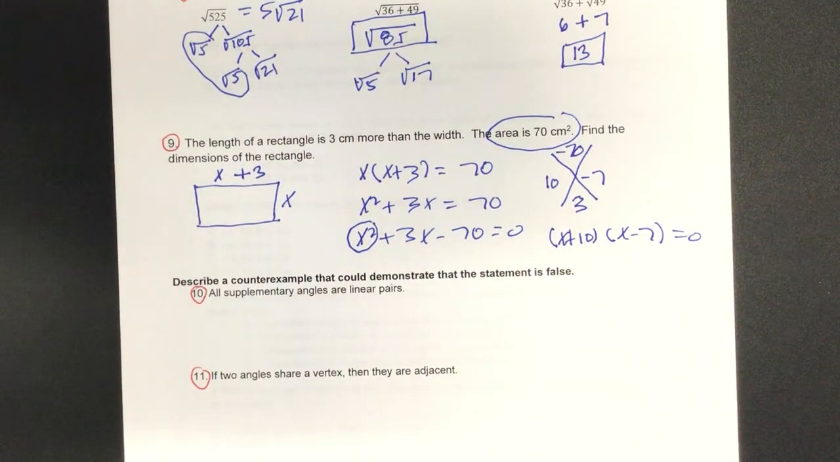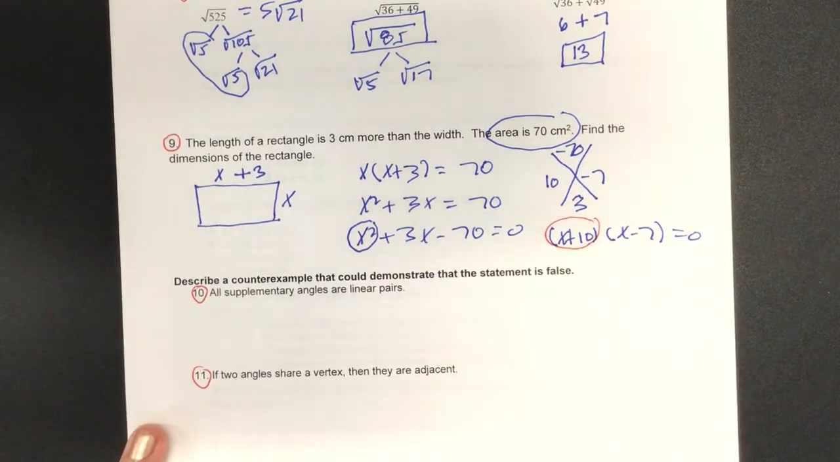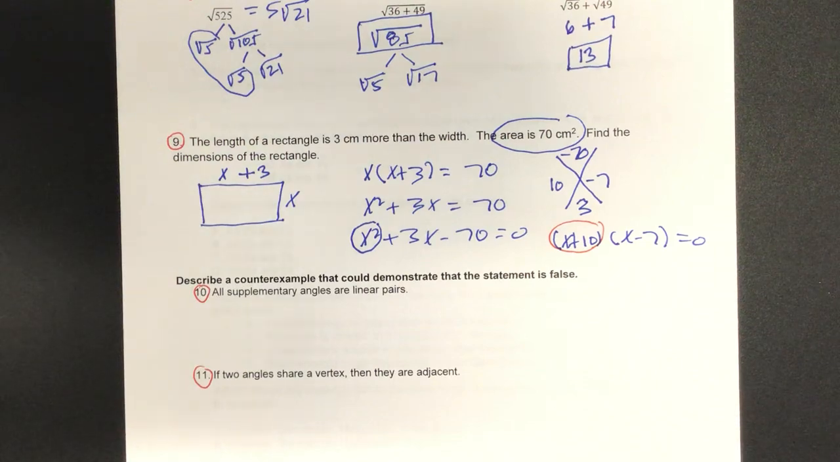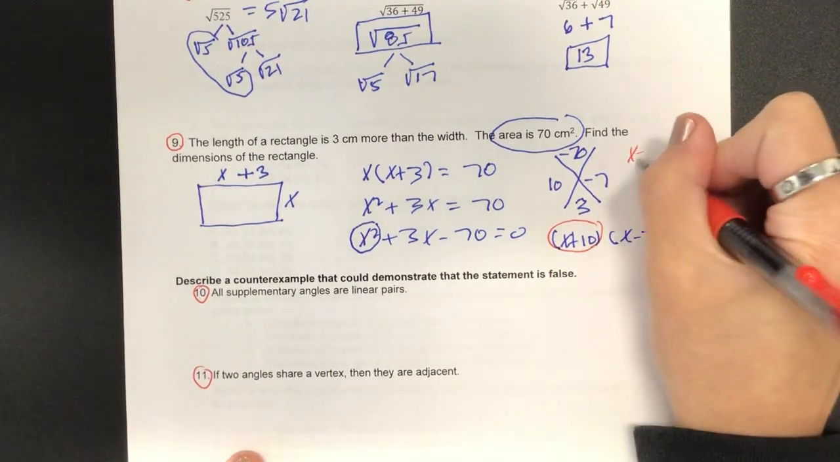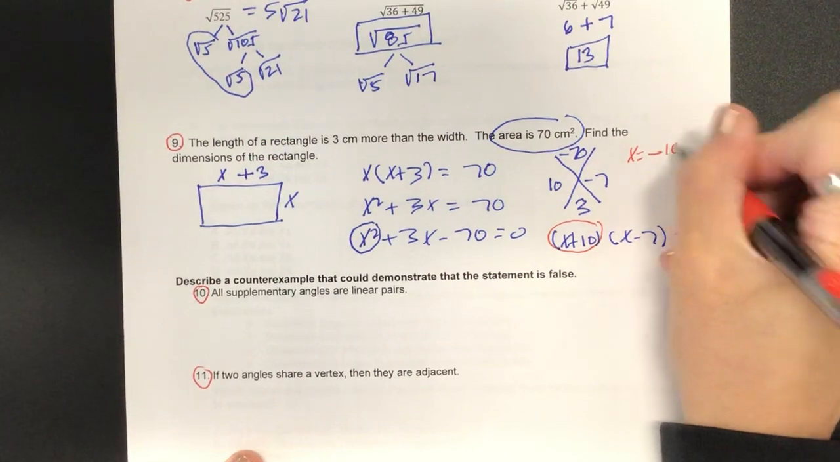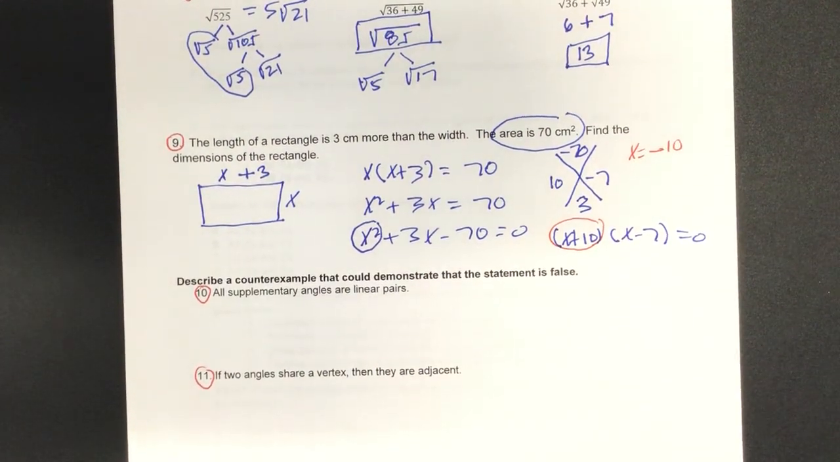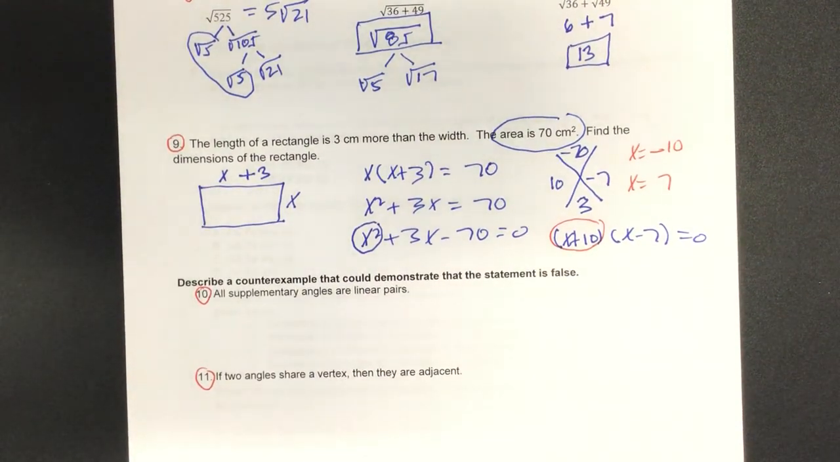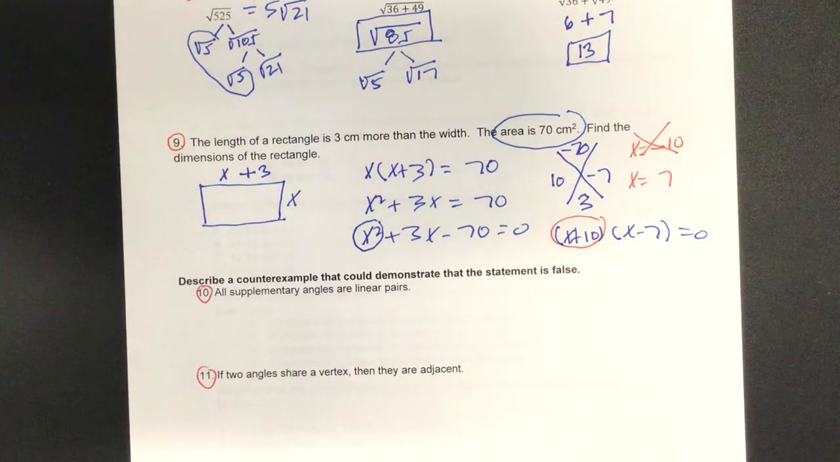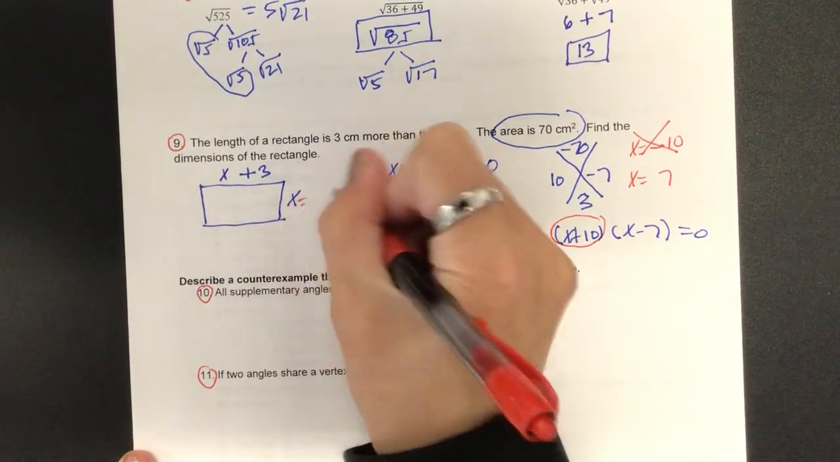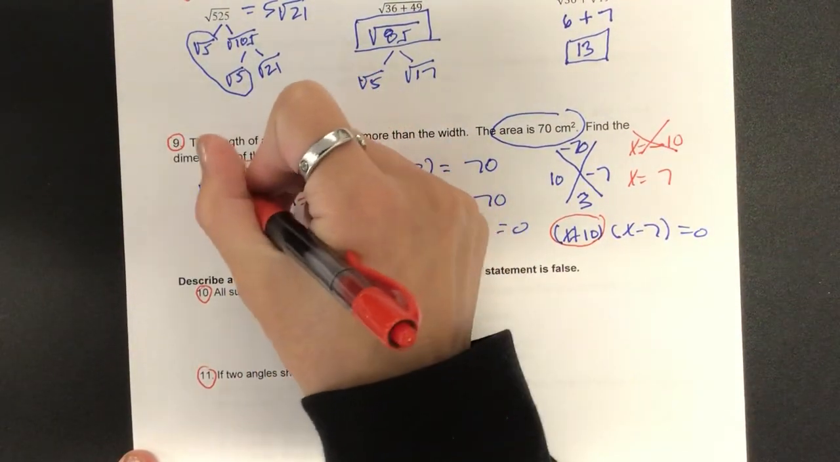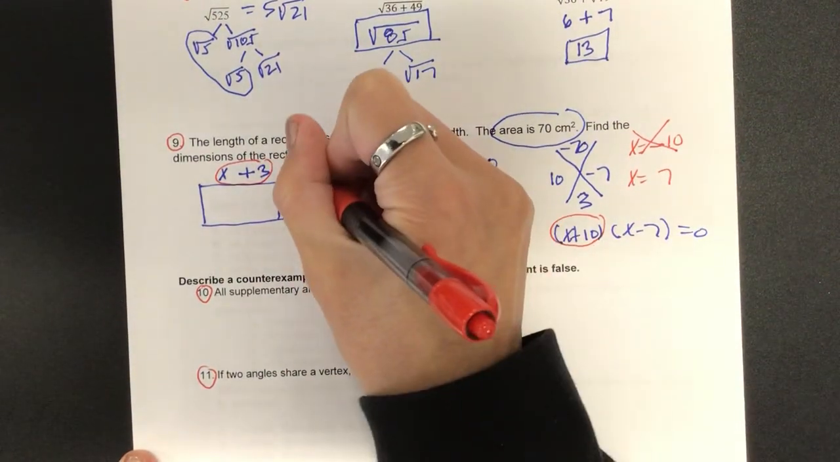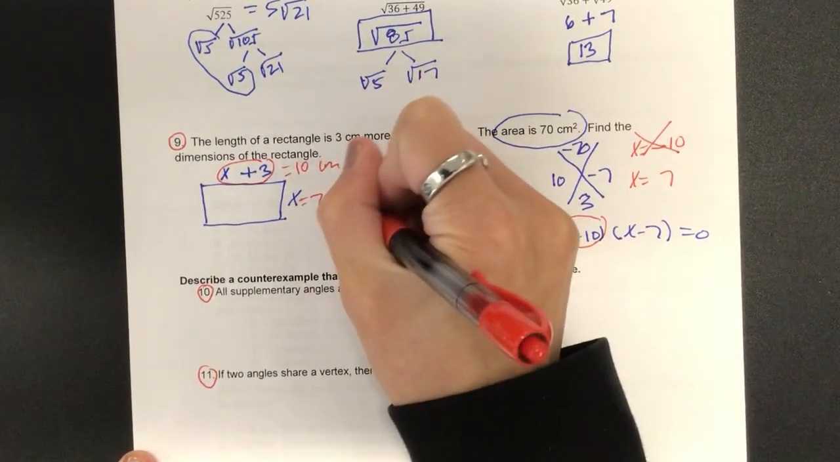And it's asking us for the dimensions. So let's recall from Algebra 1. Didn't we set this equal to 0? So when I said x plus 10 is equal to 0, x becomes what? Negative 10. If I set x minus 7 equal to 0, what do I get? x equals 7. Can you have a negative dimension? No. So that means negative 10 will be an extraneous solution. So 7 is my dimension for here. And for the other one, when I add 7 plus 3, how many is it? 10. So it'll be 7 centimeters and 10 centimeters.